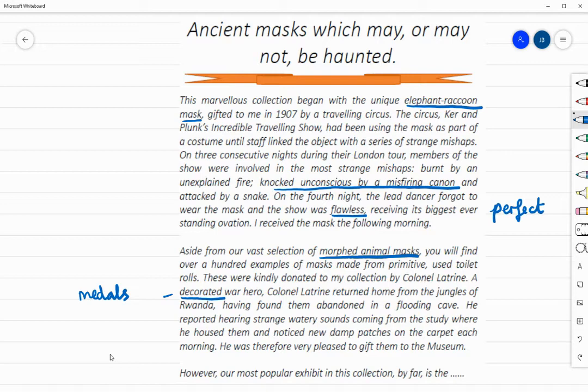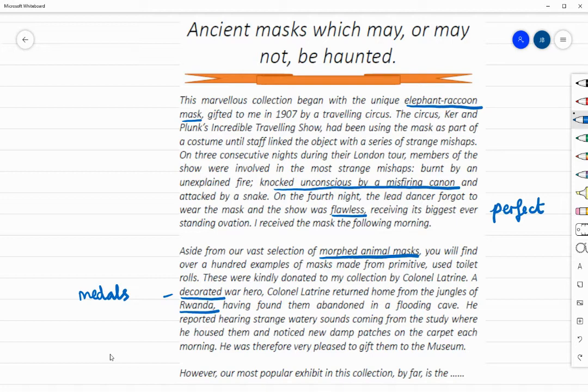Number 7. Where was the jungle that Colonel Latrine discovered the masks in? If you said Rwanda, or you wrote down Rwanda, well done. It's a country in Africa. And that would make sense, an elephant, raccoon. Although down here, primitive used toilet rolls. That's what the masks were made of.